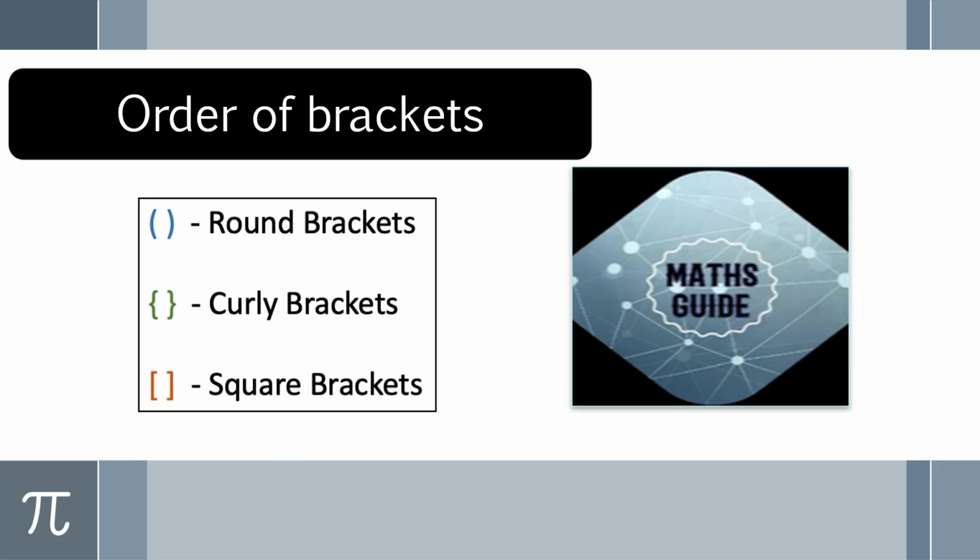B in BODMAS stands for brackets. So let's first understand the order of brackets. First of all, we will solve the round brackets, sometimes called parentheses. After that we use the curly brackets, whose other name is braces. And last we use the square brackets, in sequence.